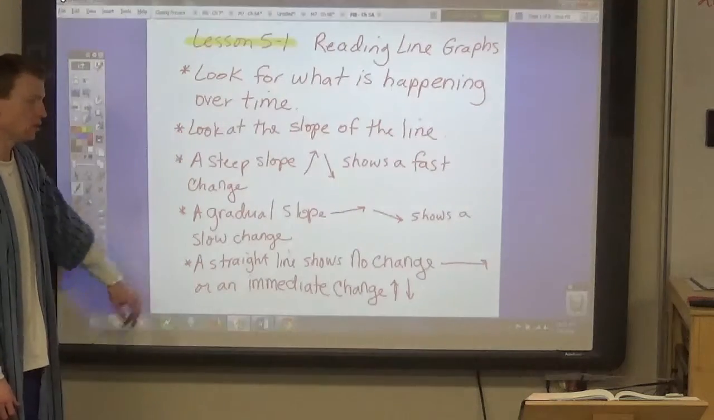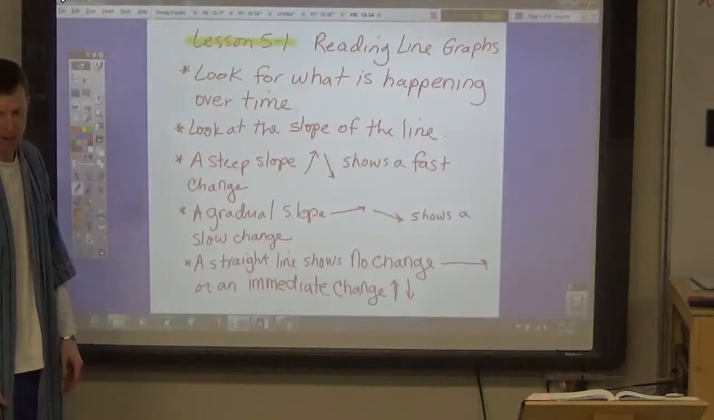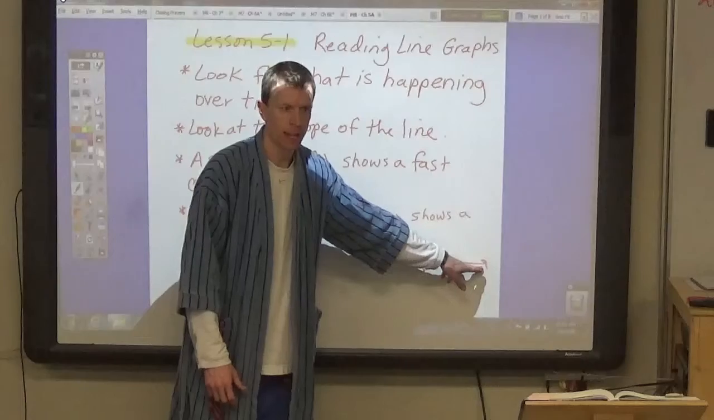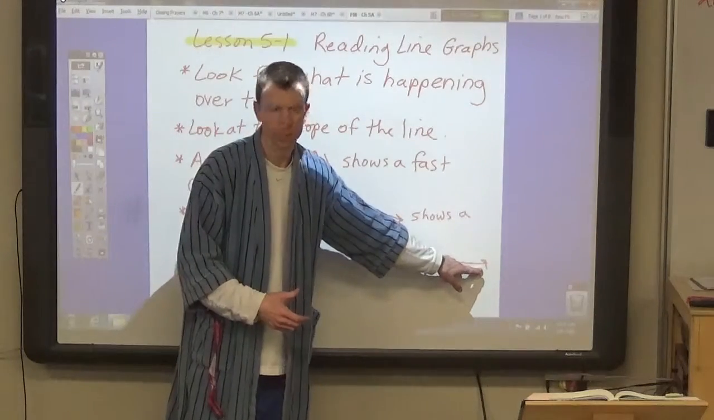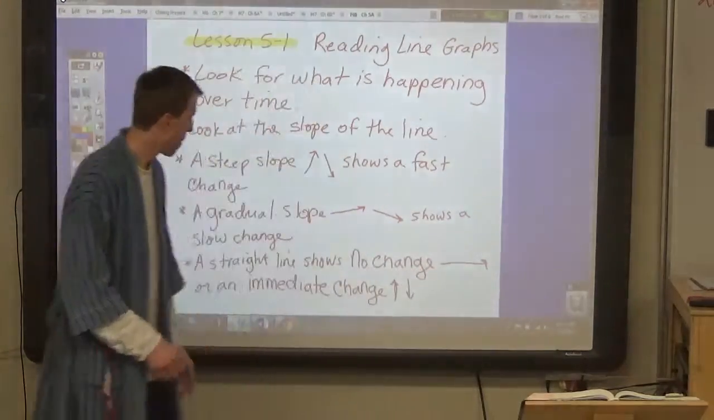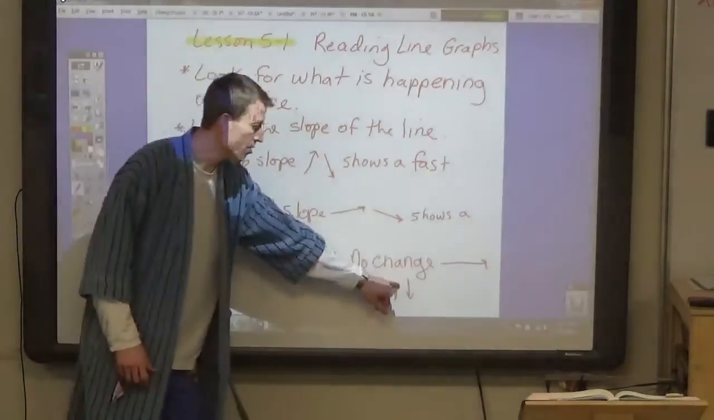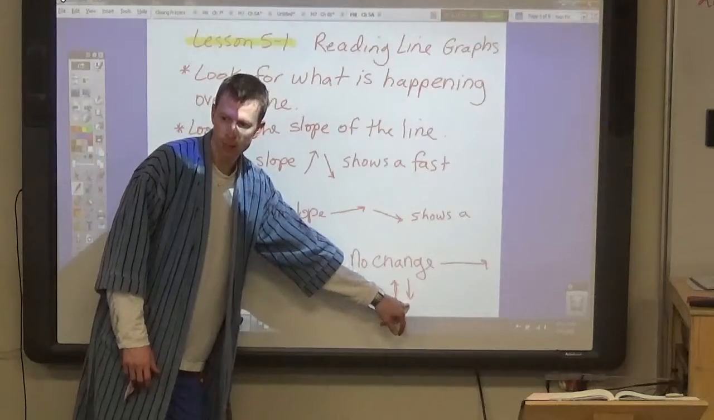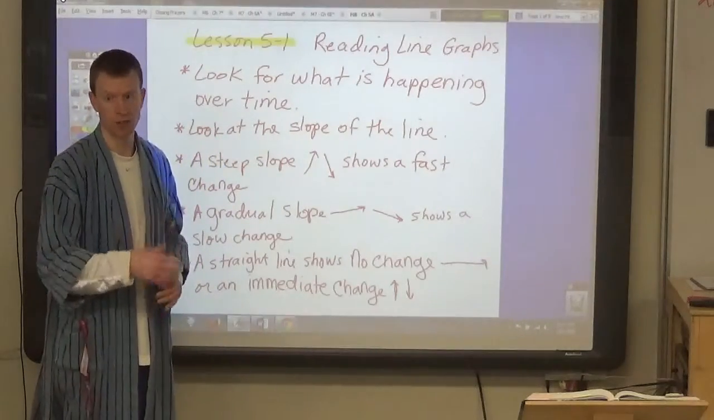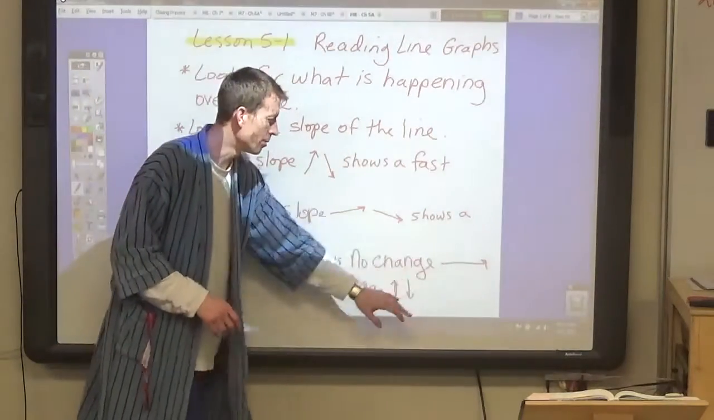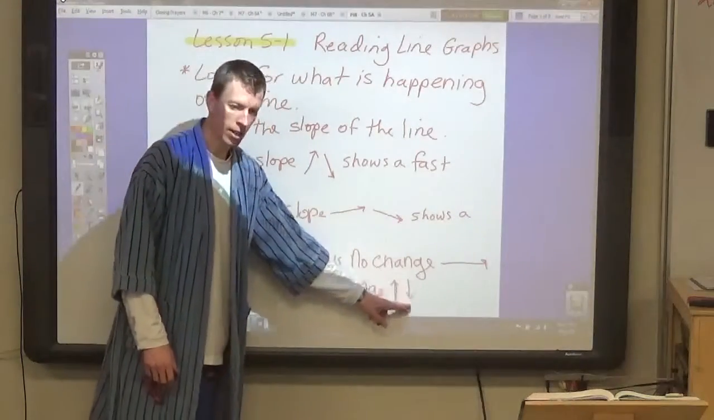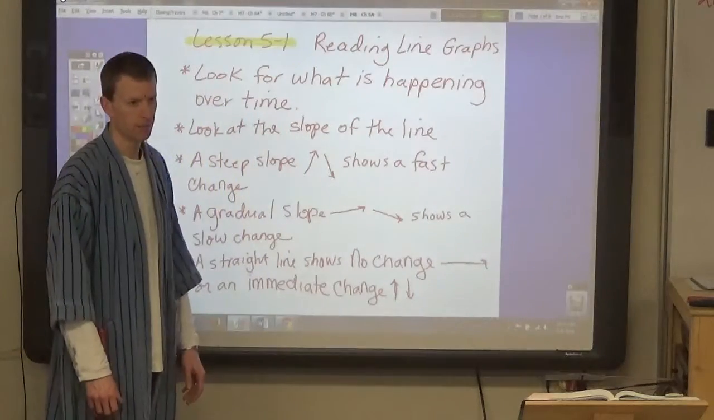And then you can see a straight line. You might see a straight line on a graph. A straight line shows either no change as time is going on, okay, or that's called a zero slope, or nothing is happening as time is going on. Oh no, that's the zero slope, I'm sorry. An immediate change, that's with a vertical line. You might see a vertical line in that case.